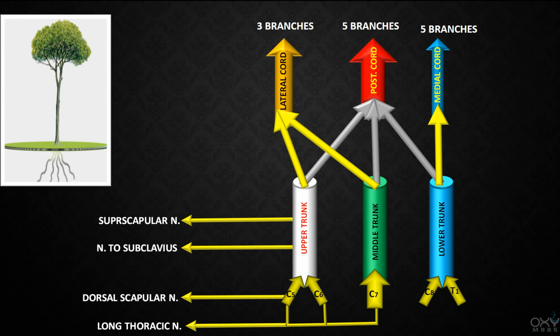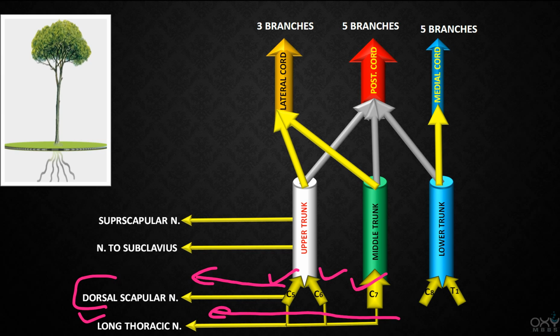So friends, branches from the C5, C6 and C7 roots join together to form long thoracic nerve, and a branch from the C5 root forms dorsal scapular nerve, and upper trunk gives suprascapular nerve and nerve to subclavius.